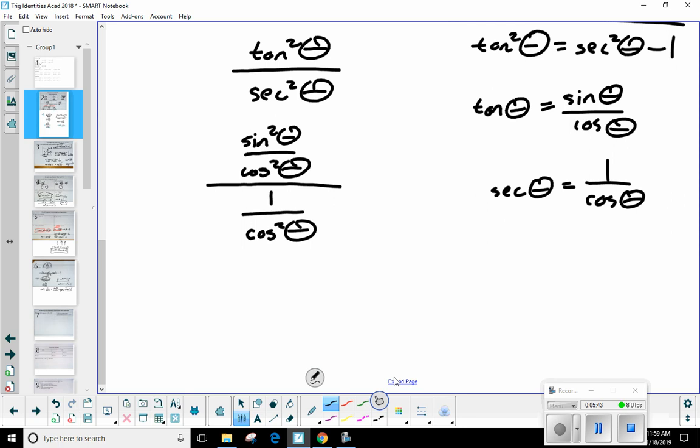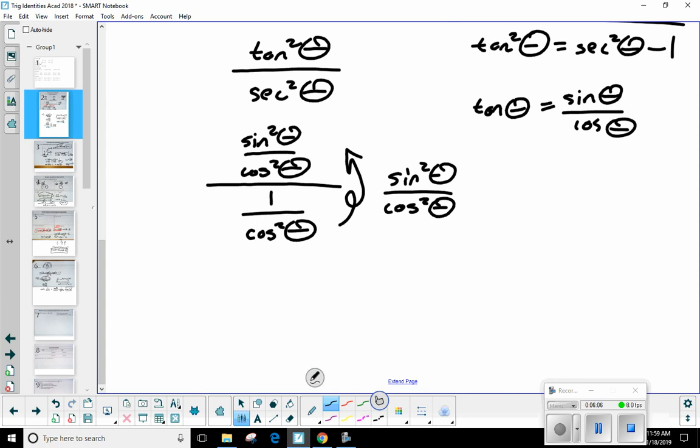No, it really depends on what identity you recognize and what algebra techniques you use, because there's a lot of ways. So now, what's the algebra rule here? If I'm dividing by a fraction, you multiply by the reciprocal. Okay, so I'm going to move this to give myself a little bit of room. So I'm going to multiply by the reciprocal. Sine squared of theta over cosine squared of theta times, flip this fraction, cosine squared of theta over 1. And then why does that help me out? There you go. So those cancel, and the only thing I have left is sine squared.